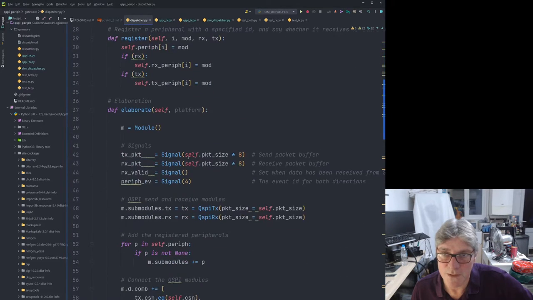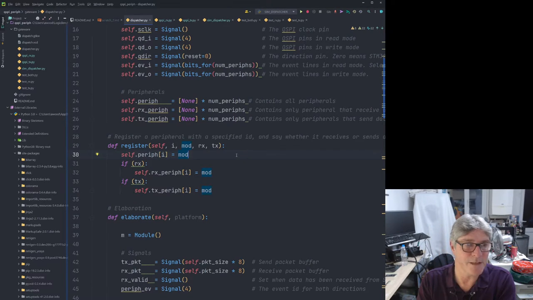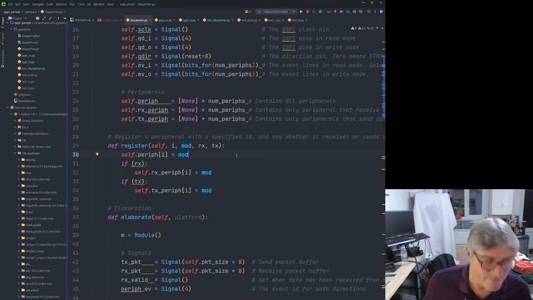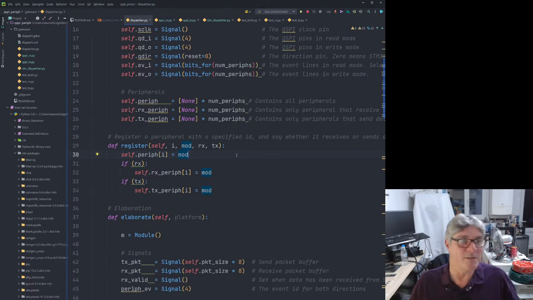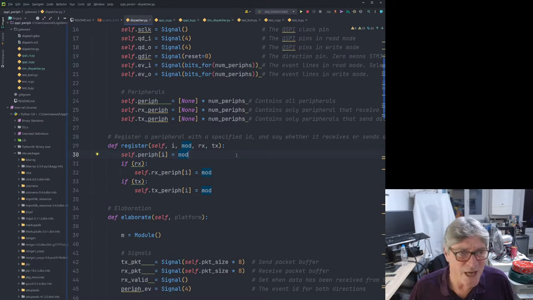Very important, because we all need to check that, because there's no point checking if a peripheral hasn't been initialized to something. So if it's None, we can safely ignore it. So even though we've got 15 slots here for peripherals, we may only be using one or two, and there's no point spending time checking on peripherals that don't exist. And None is a very Pythonic way of doing that.